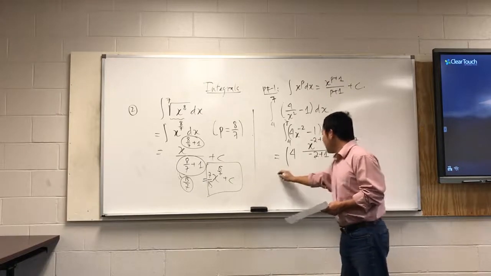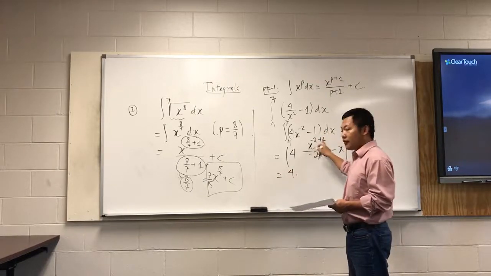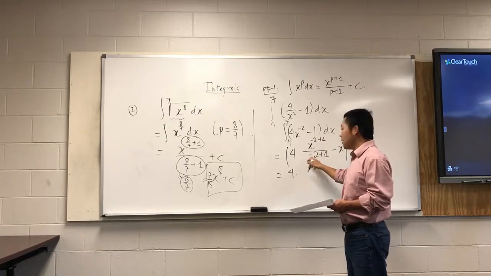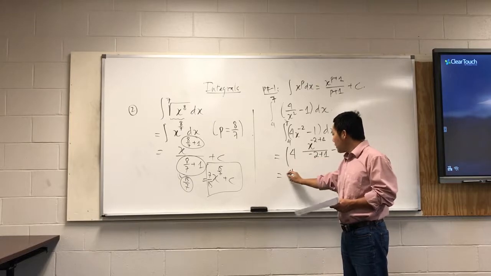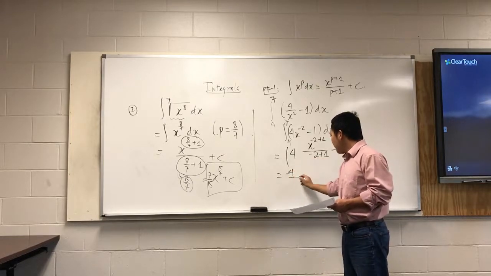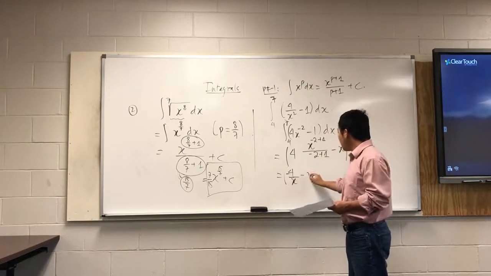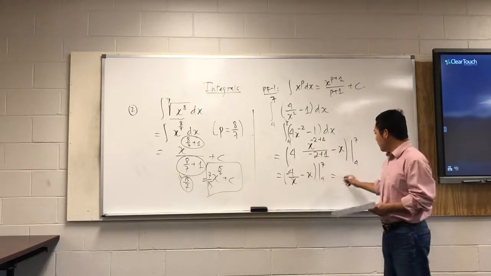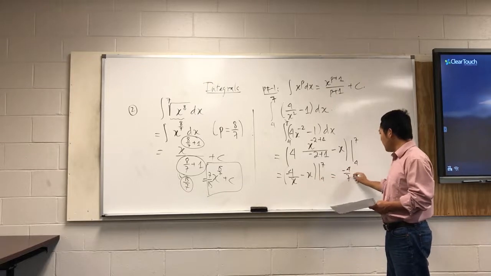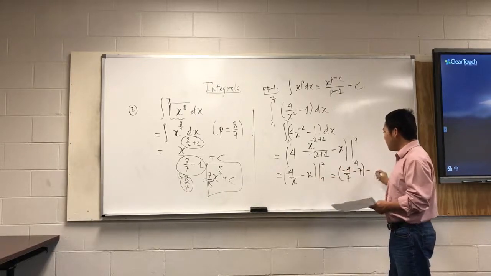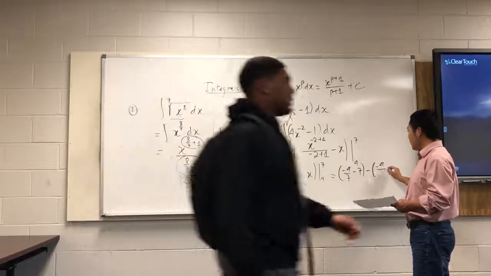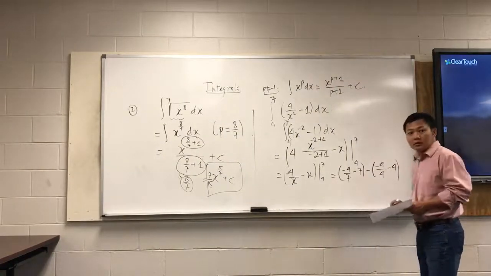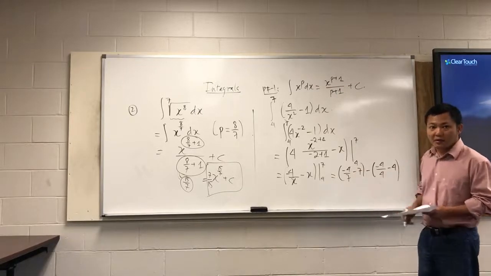Let me simplify this first. I have 4 times x to negative 1, right? Here is x to negative 1, I flip it, 1 over x. Here is negative 2 plus 1 is negative 1, times 4. Basically, I have negative 4 over x, and then minus x, from 4 to 7. Now I plug 7 into that. I get negative 4 over 7 minus 7, minus negative 4 over 4 minus 4. Simplify that, and you get the final answer.